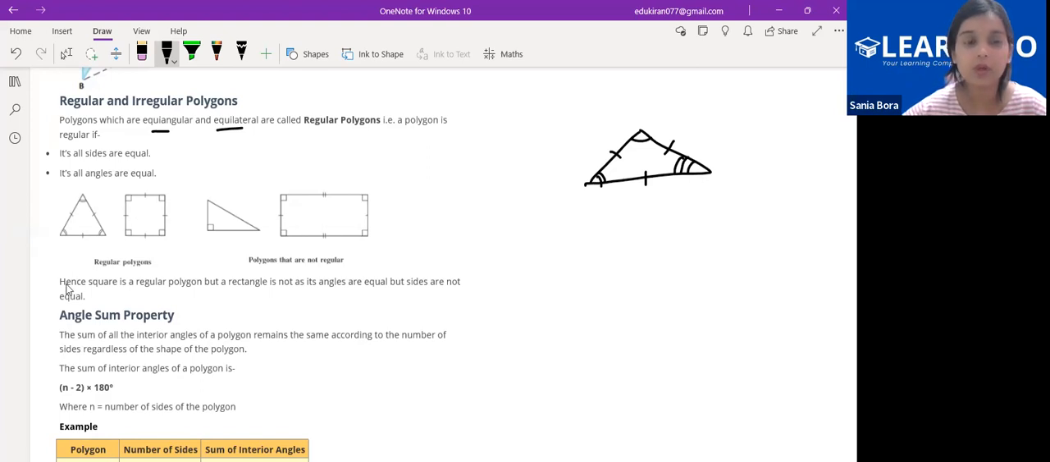Okay. Hence, square is a regular polygon, but rectangle is not, as its angles are equal, but sides are not equal. Clear? Similarly, a right angle triangle. This is a normal triangle. This is a right angle triangle. Clear? So they both don't have equal sides and equal angles. That's why they are irregular polygons and these are regular polygons. Clear? Everybody?